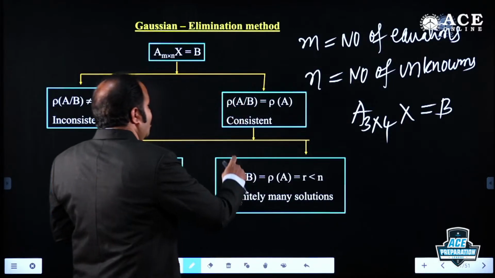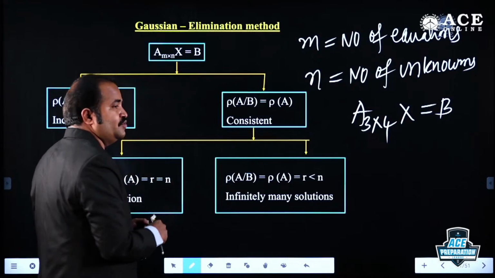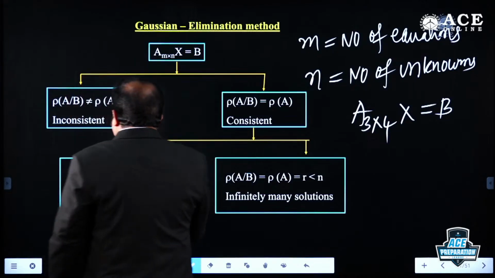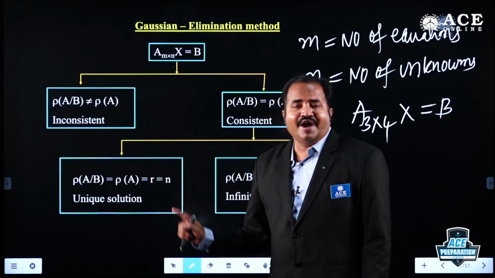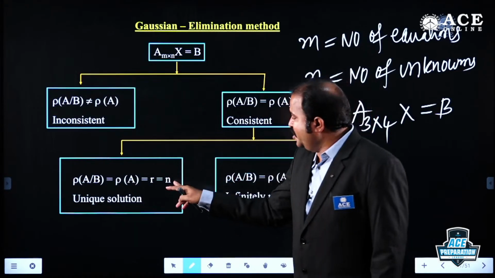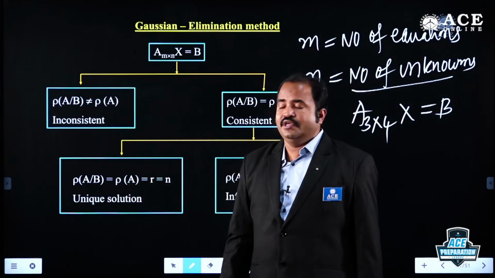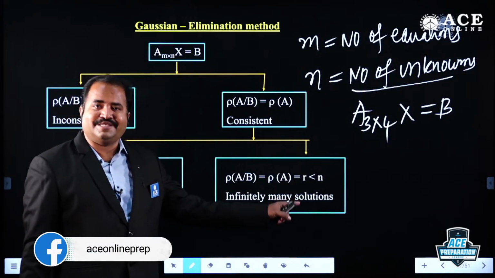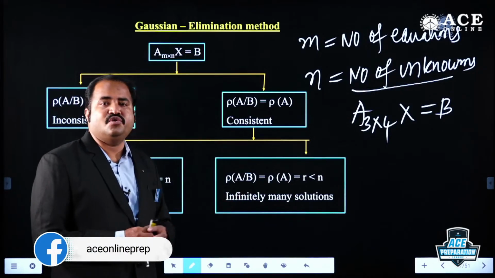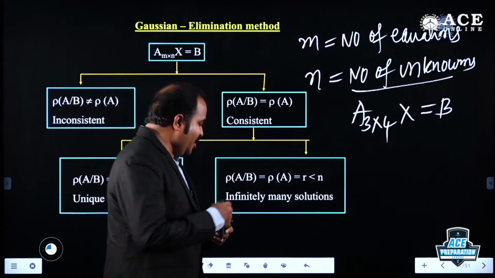So, rank of the augmented matrix equal to rank of A, meaning consistent, again has 2 cases. What are the 2 cases? If the rank of the augmented matrix equals the rank of A equals R equals N, what is R? R means rank. N means the number of unknowns. Then a unique solution exists. If the rank of the augmented matrix equals the rank of A equals R but R is less than N, then infinitely many solutions exist.